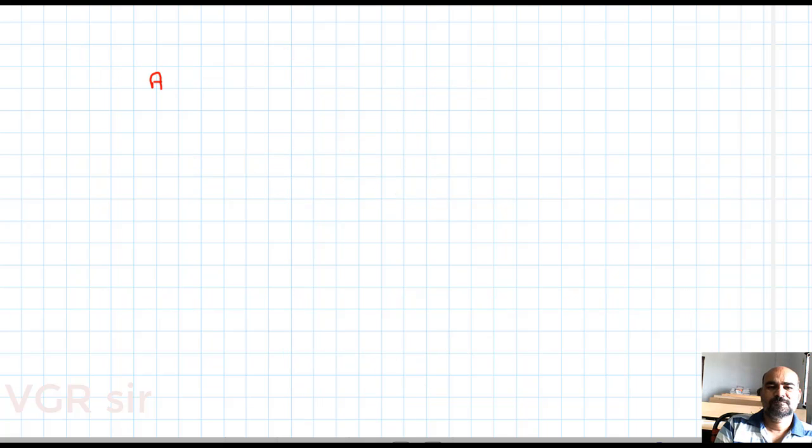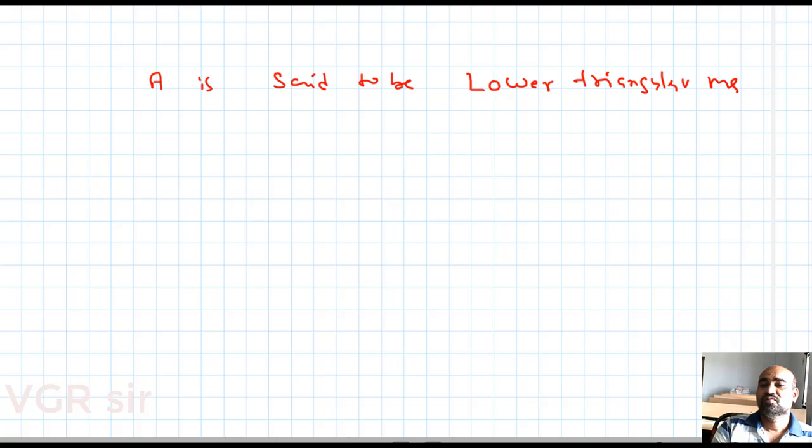A is said to be a lower triangular matrix if Aij equals 0 for every i less than j. What is the meaning here? The remaining elements should be non-zeros. That is the meaning.